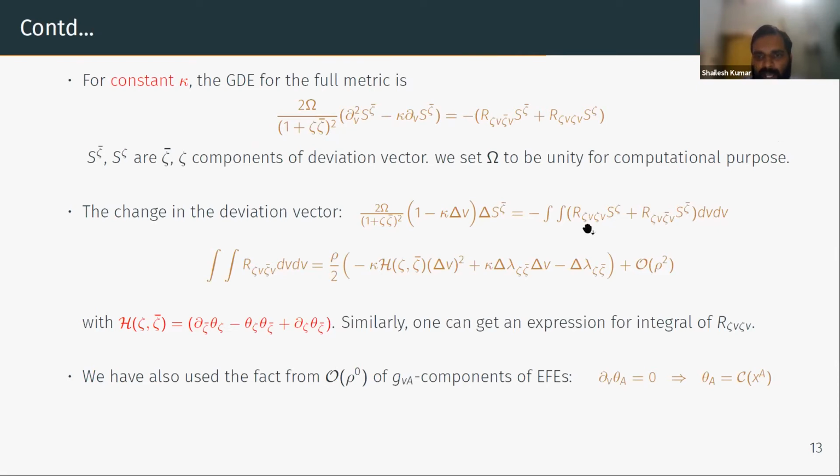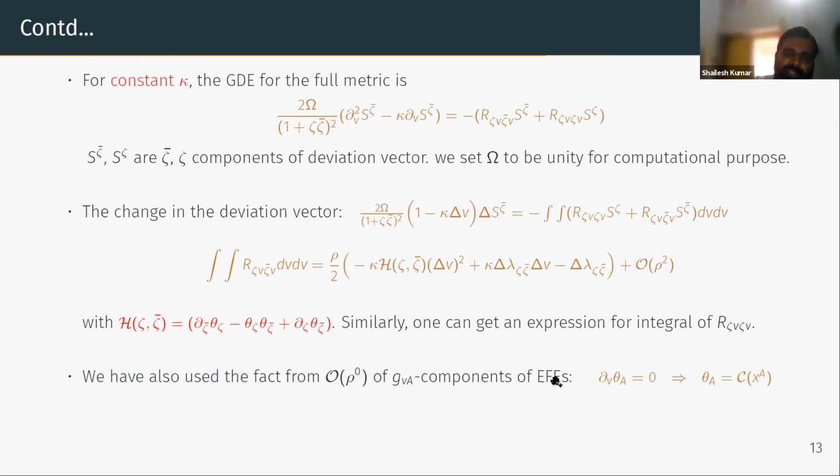And here we need to write only the Riemann tensor. We have mentioned only one component of the Riemann tensor, and similarly, one can of course write the other component of the Riemann tensor. And these computations also ensure that the GVA component of the Einstein field equation will tell us that this theta A component of the metric parameter will be a function of only your spatial coordinates, that is zeta and zeta bar.